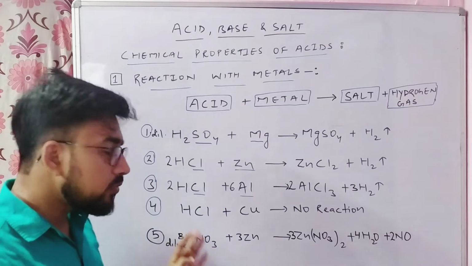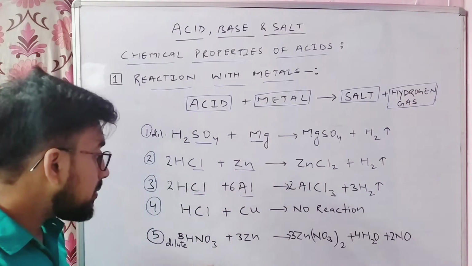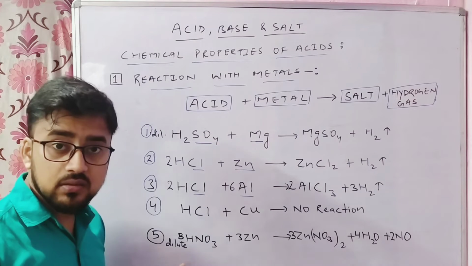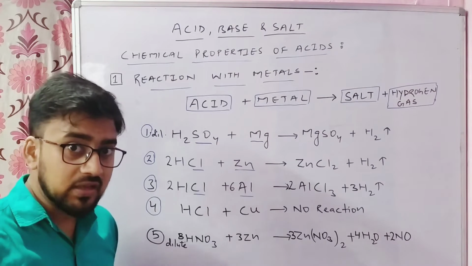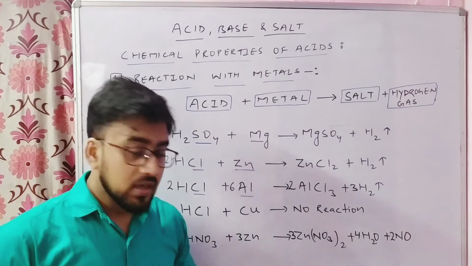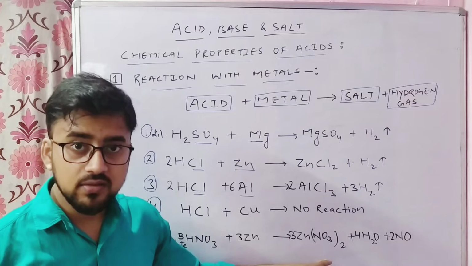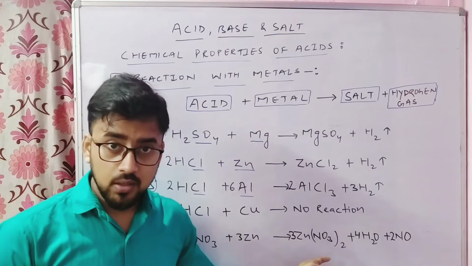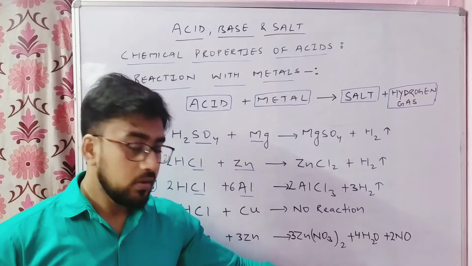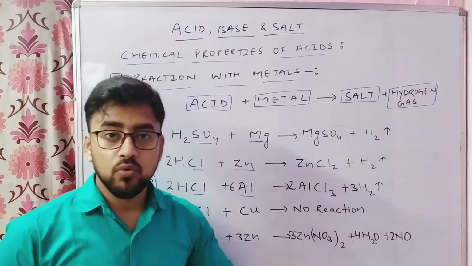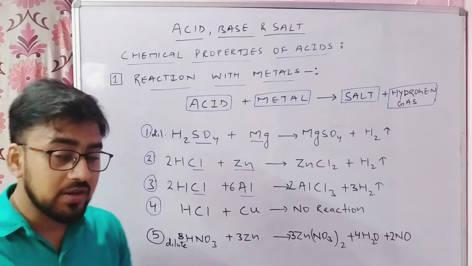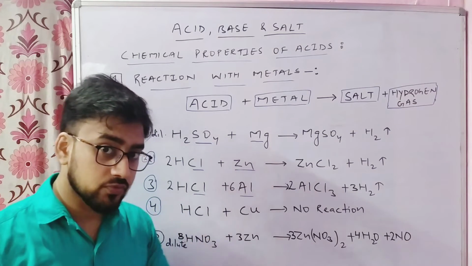Now one more important thing. What will be the reaction when these metals react with nitric acid? We cannot forget, nitric acid is also a very important acid for us. Here also a salt is produced, and zinc nitrate is also a salt. But hydrogen gas is not produced here. Here H2O and NO, called nitric oxide, are produced. Why is it happening? This is a very important question for you.